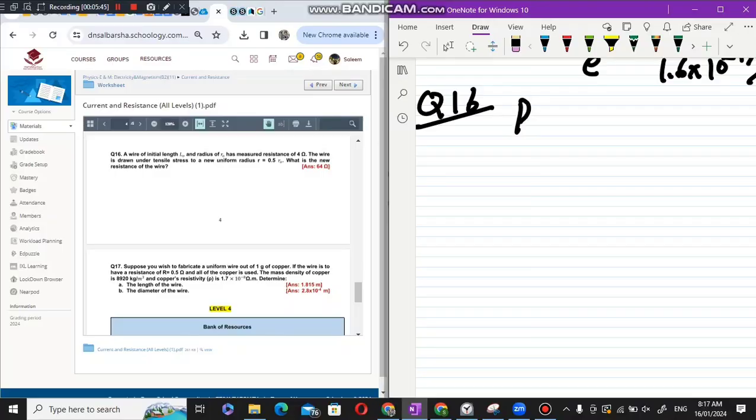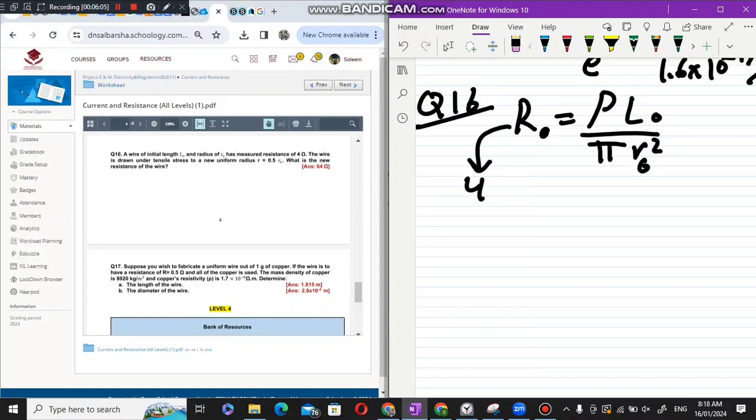So we have R old, or R initial, is equal to rho times length initial over, since they mentioned radius, we should know that it's the area of a circle, so it's a cylindrical wire, pi times R initial squared. And they gave us that R initial is equal to 4 ohms. Then they told us that the radius became a new uniform radius, so we can say that R new is equal to 0.5 R old, or I can write it directly as R old over 2.